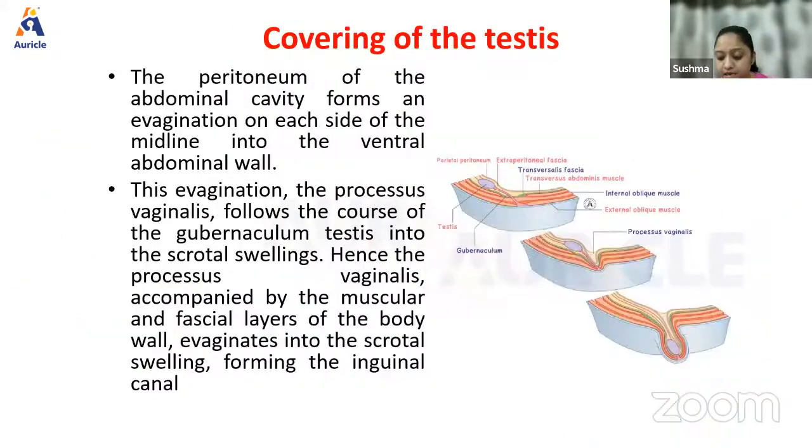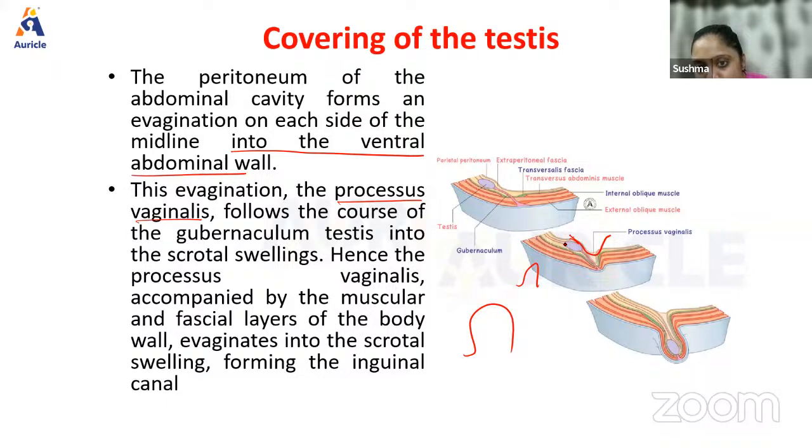Now, what are the coverings of testis, guys? This is again very important. Now, the peritoneum of the abdominal cavity forms an evagination on the side of the midline into the ventral abdominal wall. Now, this evagination, which is called the processus vaginalis, follows the course of the gubernaculum and testis into the scrotal swelling. You can see here how this evagination is formed. Invagination is into the tissue. This is called evagination.